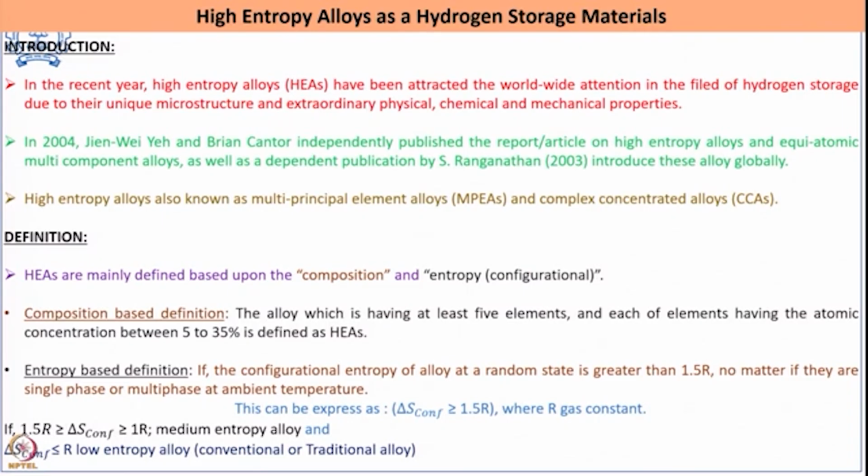Now, it was Yeh who proposed that when multiple elements, either 5 or more than 5, are combined in such a way that they all have higher concentrations, in that case the configurational entropy of mixing can overcome the enthalpies of formation for the compounds, and that can deter the formation of intermetallics.